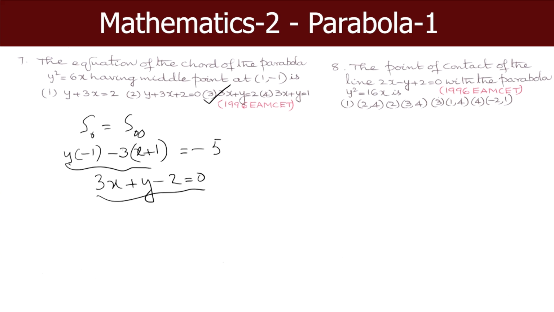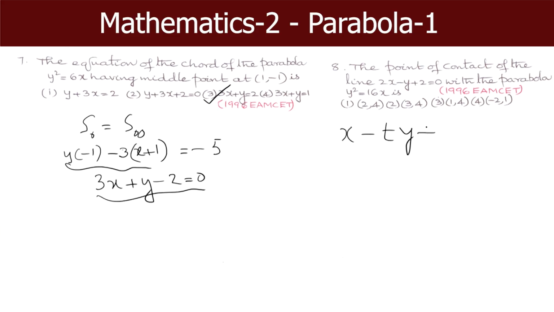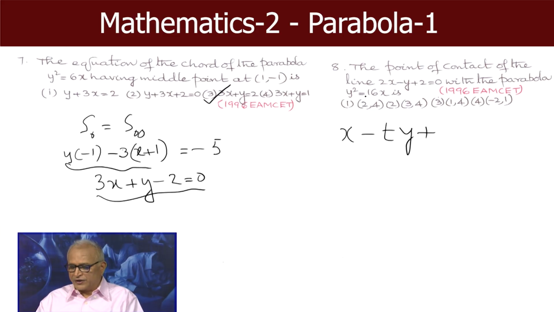Okay. Next, 8. The point of contact of the line 2x minus y plus 2 equal to 0 with the parabola y square equal to 16x is. Point of contact, the point on the parabola where the line is tangent to the parabola y square equal to 16x. A tangent to the parabola is x minus ty plus at square equal to 0. A is 4 here because 4a is 16.